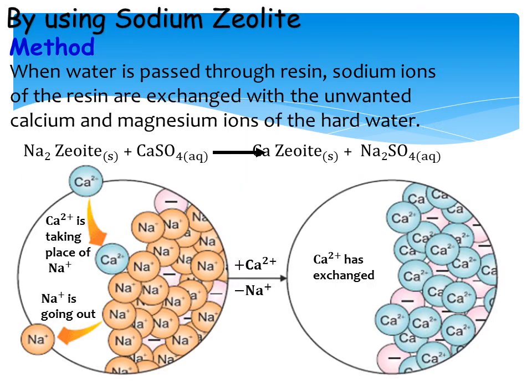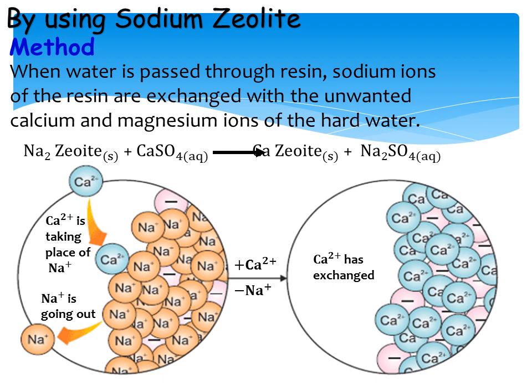Now here are the reactions showing how we use it. Sodium zeolite, in solid state, when treated with calcium sulfate, which is present in water and responsible for causing hardness, targets the calcium ions and replaces them from hard water, forming calcium zeolite, which is insoluble. Sodium sulfate goes into the water, which forms soft water. These calcium ions are basically the culprit which causes hardness in water, and we replace them with sodium ions, and sodium ions are not responsible for causing any sort of hardness in water.